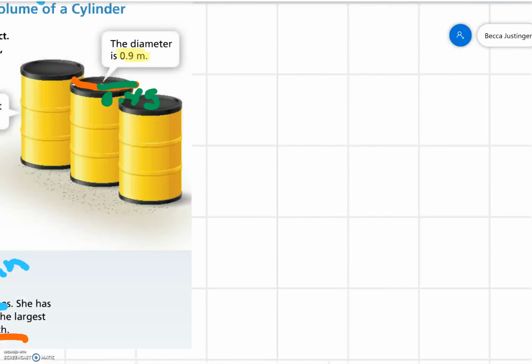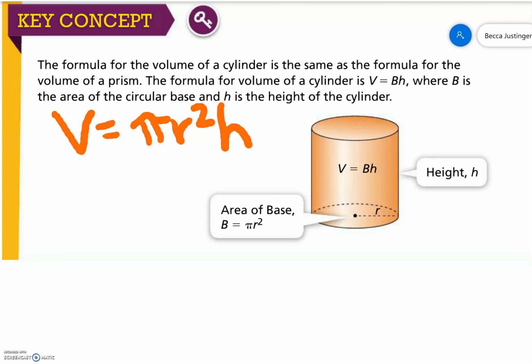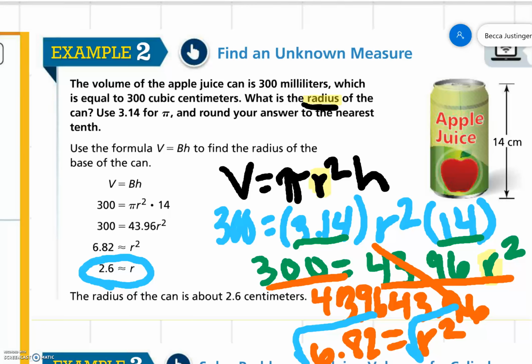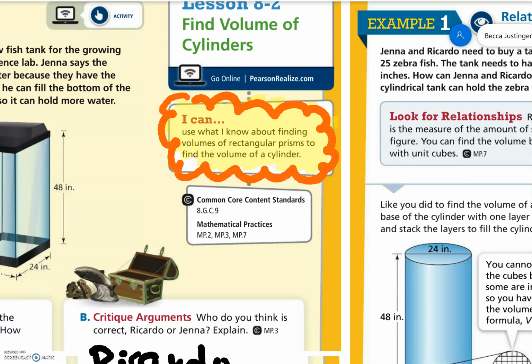Key concept. The formula for volume of a cylinder is the same as the formula for volume of a prism. The formula for volume of a cylinder is V equals big B times H, where big B is the area of the circular base and H is the height of the cylinder. So the volume of a cylinder is pi r squared, which is the base, times the height. Okay, 8th grade, let's say it. I can use what I know about finding volumes of regular prisms to find the volume of a cylinder. Have a great day.